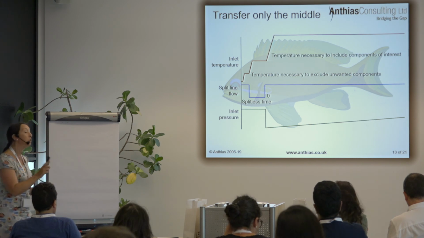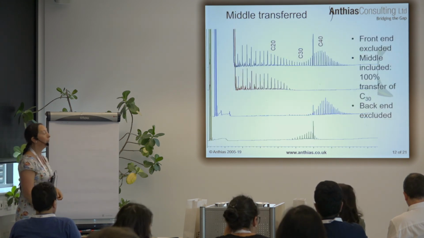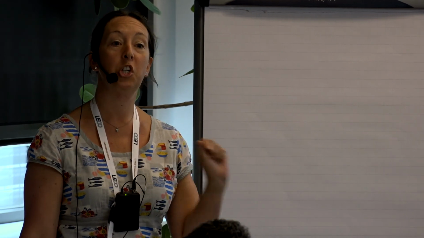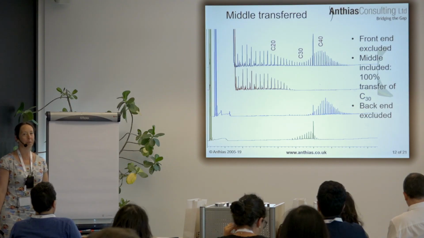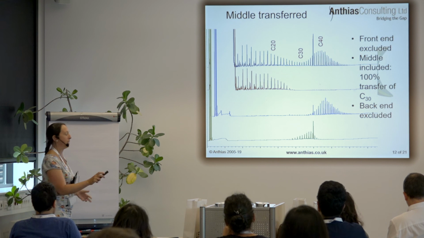Now, you might not be interested in any of this, but one of the important things is, if you get your inlet temperature wrong, you can lose a lot of information. Also, if the inlet temperature is too hot, you'll put a lot of higher boilers onto the column, which you might not be able to get off. So we really need to be thinking about selectivity on our inlet.